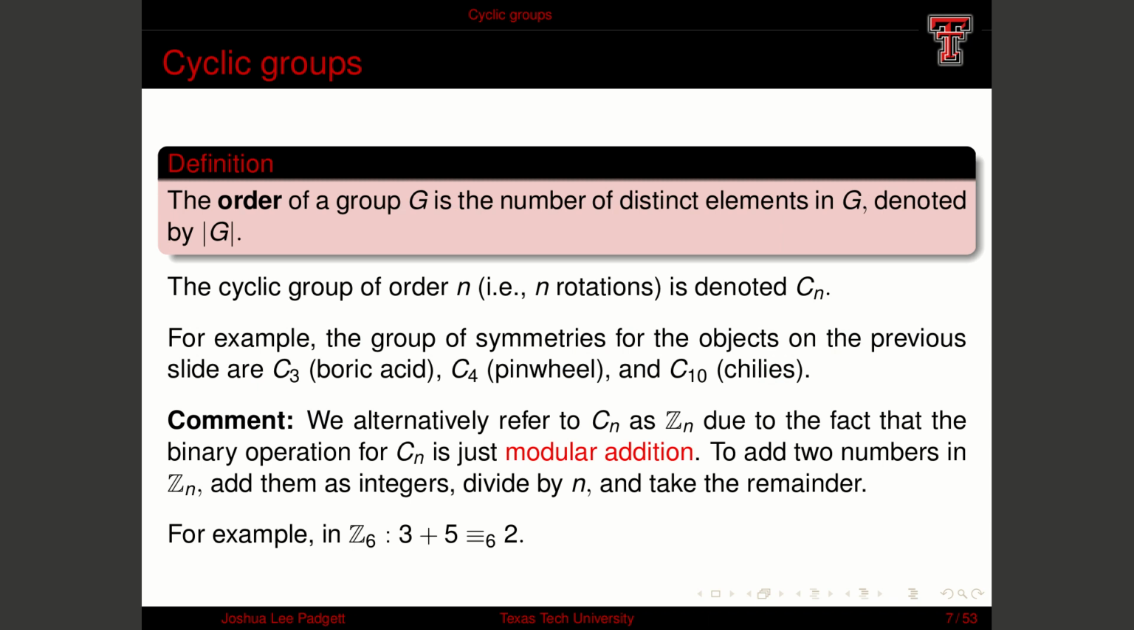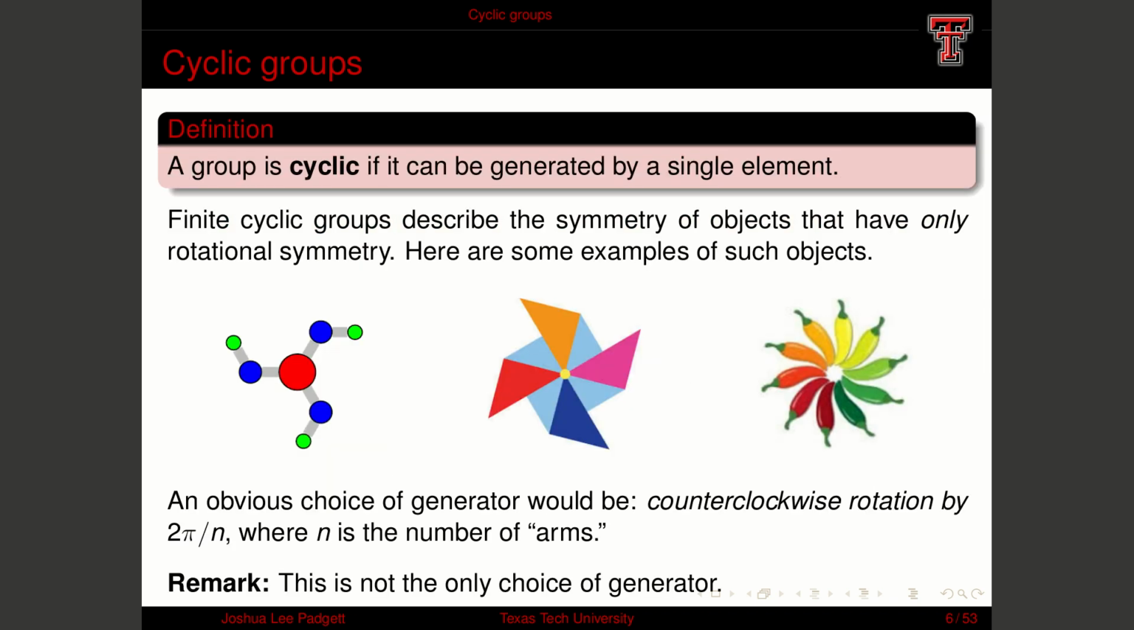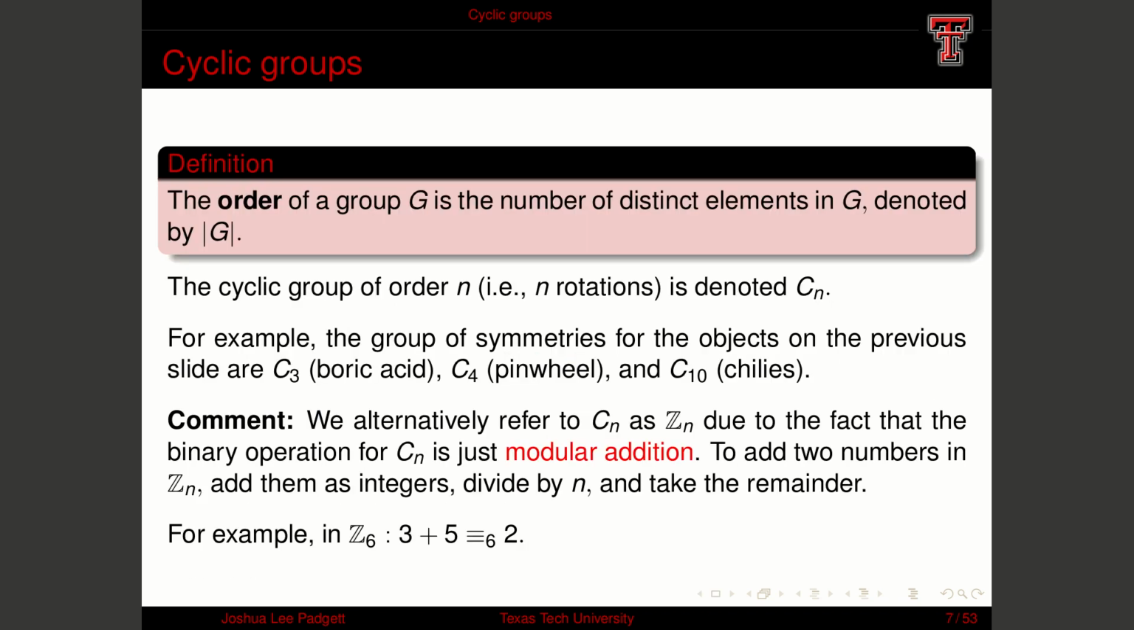So the order of a group is the number of distinct elements in that group, and we typically denote it with these kind of absolute value bars. All right. So the cyclic group of order n, which means it has n rotations. So for instance, this would be C3 because there's 3 rotations, and C4 because there's 4 rotations, is denoted by C sub n. All right. And so here we have exactly what we just said: C3, C4, and C10.